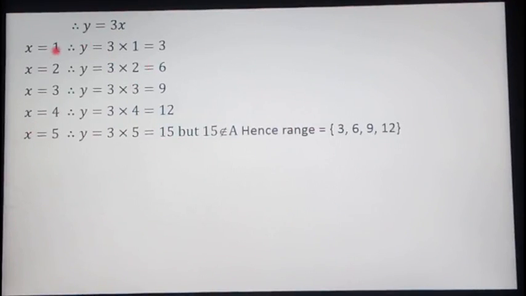If we keep x equal to 1, then we get y equal to 3. By keeping x equal to 2, we get y equal to 6. By keeping x equal to 3, we get y equal to 9. By keeping x equal to 4, we get y equal to 12. By keeping x equal to 5, we get y equal to 15. But 15 does not belong to A, so we cannot take 15 as our answer. We have to take the answers 3, 6, 9, 12. These answers are called the range. So range equals {3, 6, 9, 12}.